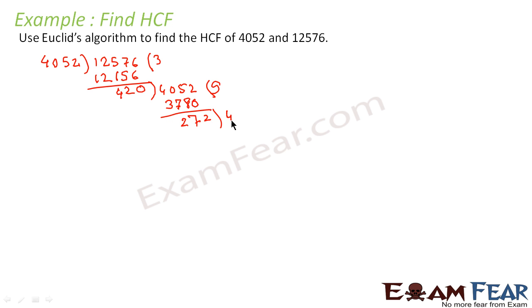Now since it is again not 0, I'll divide 420 by 272. At most I can use 1, because 2 would give more than 420. The remainder is 148. Now 148 is not 0, so I'll again divide 272 by 148. At most I can take 1, and the remainder is 124.